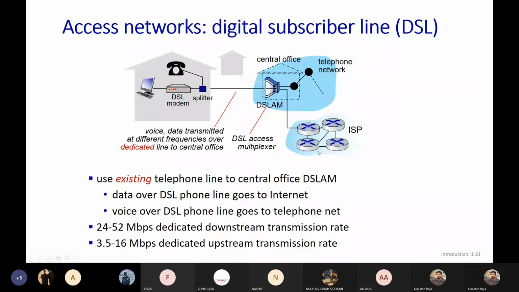Now, this DSL data line goes to the internet, and the voice DSL line goes to the telephone network, like you are seeing here on the right side of the page. Now, DSL has a unique characteristic: first of all, it has dedicated bandwidth. Dedicated bandwidth is provided to each user.